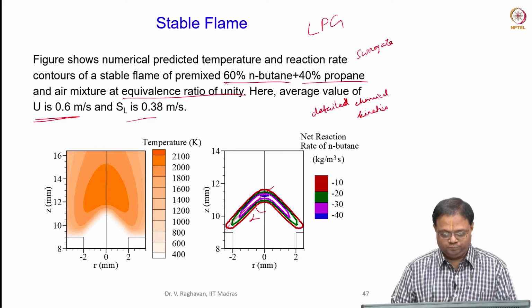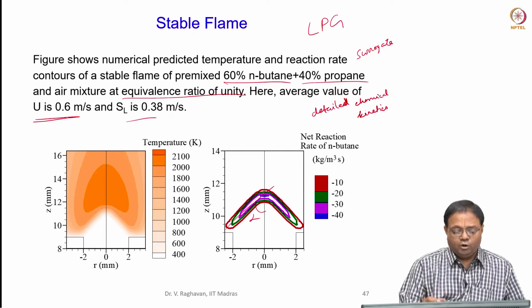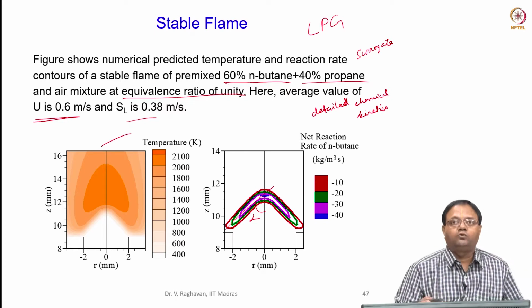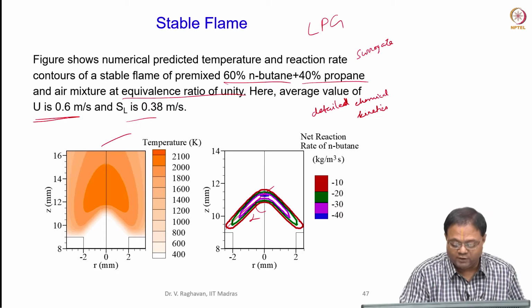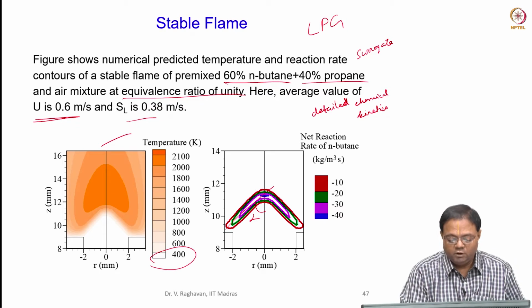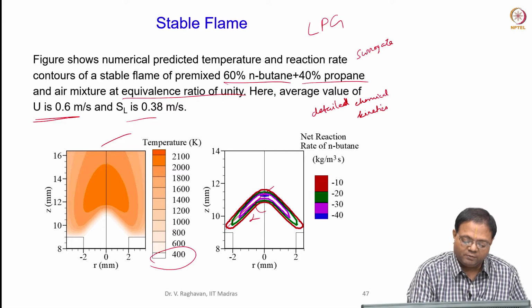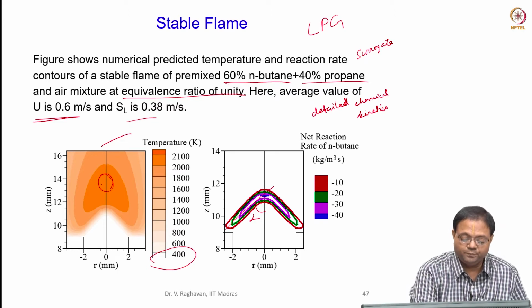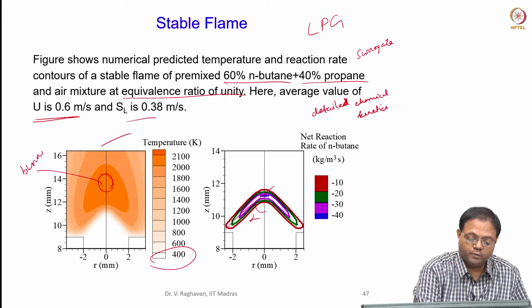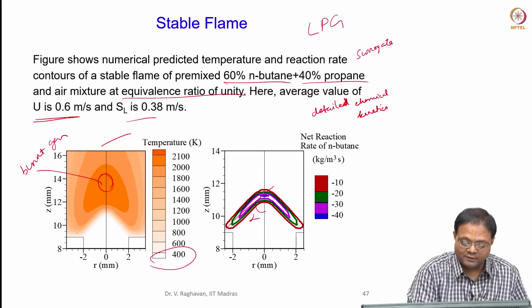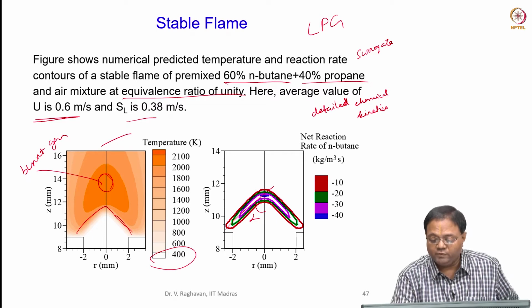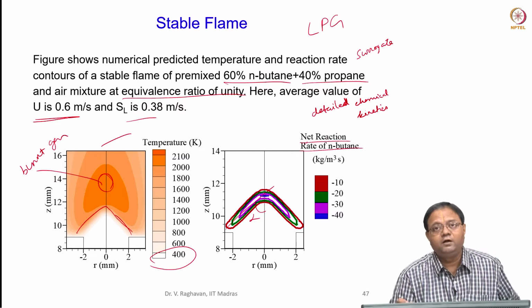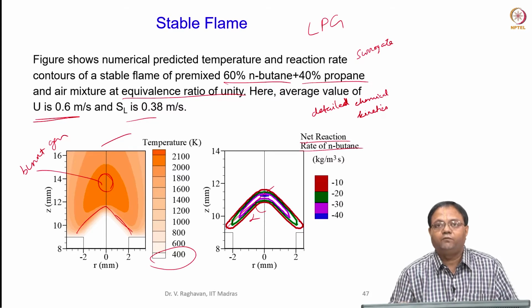the temperature of the reactant mixture. Now this is the temperature contours. Contours means it gives the map of the temperature. You can see that the white is over 400. So very low temperature prevails, and the temperature increases here, and this is the burnt gas temperature, and this is the reaction zone basically. How do we see this reaction zone? Because we are plotting the net reaction rate of butane, it coincides with the net reaction rate of propane also.